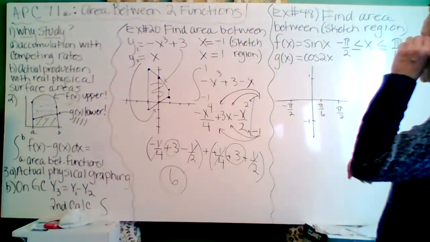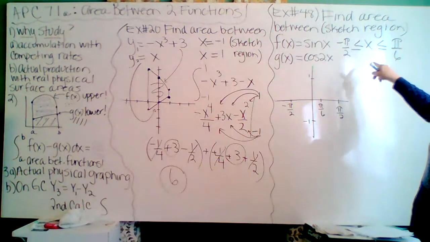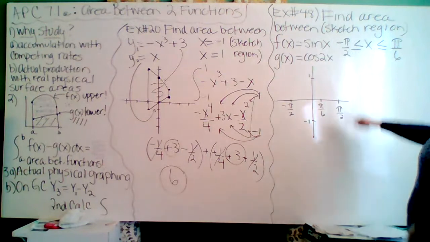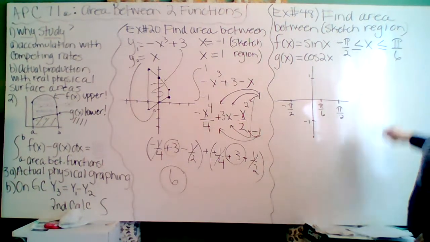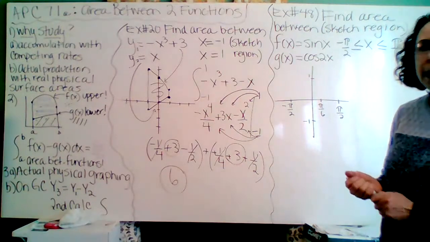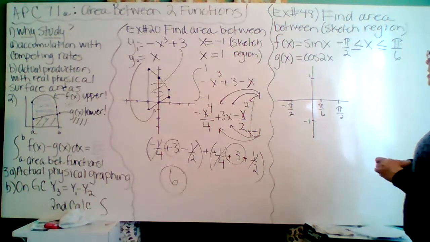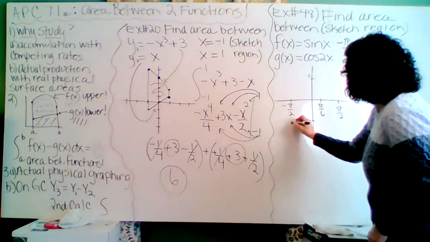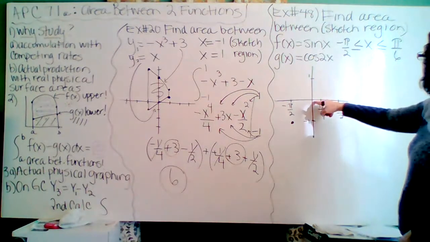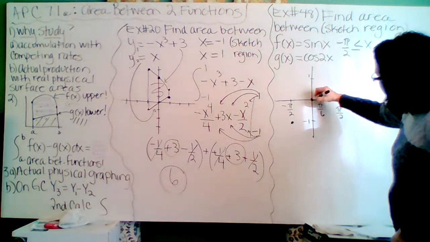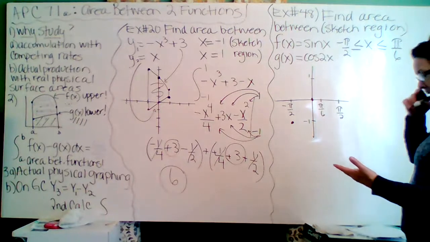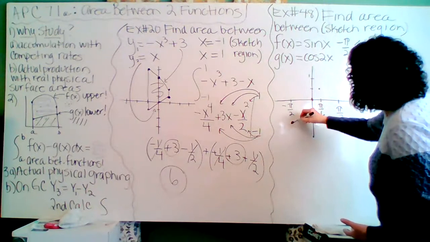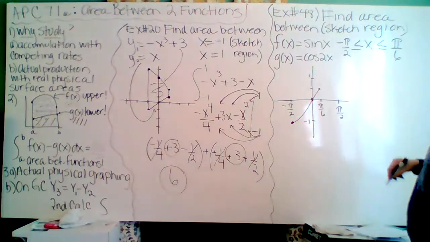What if you're asked for the same thing? To find the area between the regions when f of x is sine of x and g of x is cosine of 2x, in between -pi/2 and pi/6, and they ask you to sketch the region. Okay, let's do sine of x first. Sine of -pi/2 is -1. Sine of 0 is 0. And sine of pi/6 is 1/2. So we know it looks like this. There's sine.